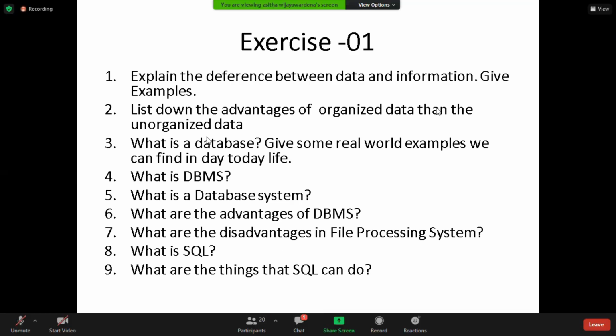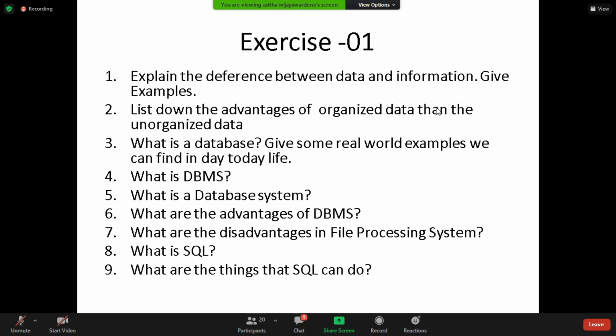Then, what would be the answer for the first question? What is the difference between data and information? Data is raw, unprocessed data. Information is processed data. Data is not used for taking decisions or anything. Information is used to take decisions.